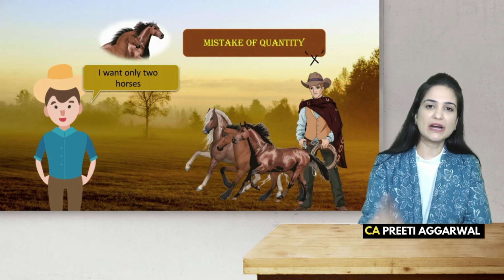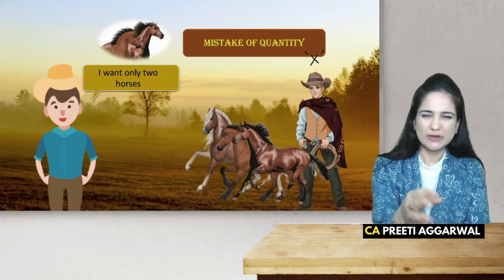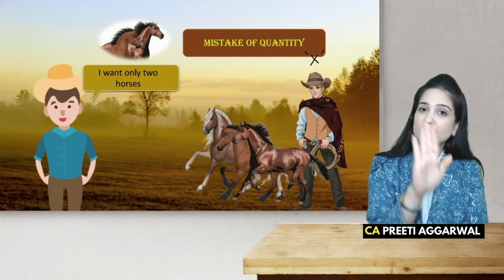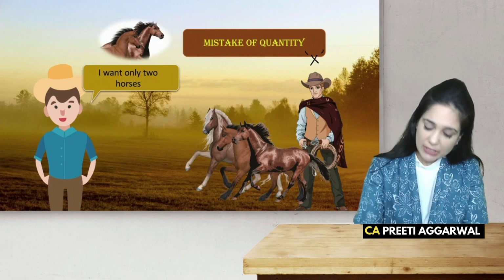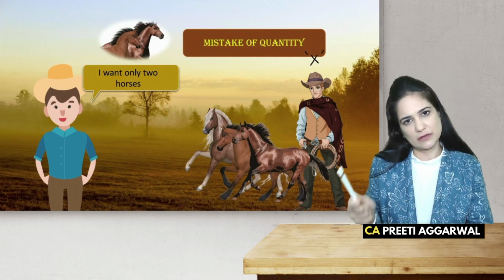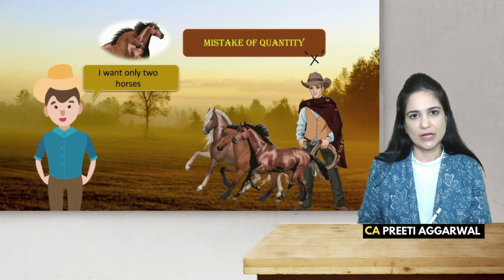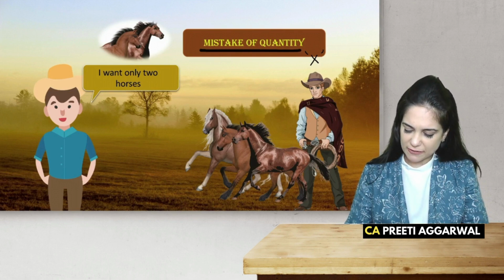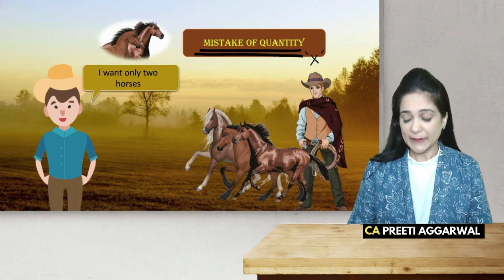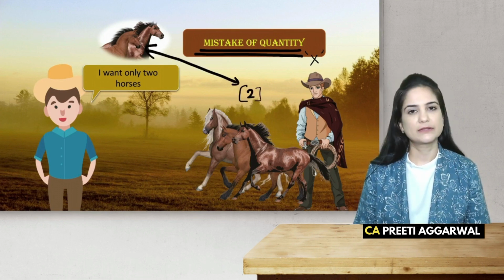Now, students generally ask me, ma'am, in this case, can X say, okay, you want 2, take 2? No, that will not be a valid performance of the promise. It will be a separate contract. Here, there is mistake of quantity. This contract is not valid because he thinks that Y is asking for 3, but Y is actually asking only for 2 horses. There is an erroneous belief concerning something. It's not a valid contract. But if X says okay, you want to take 2, then this will be a different contract.